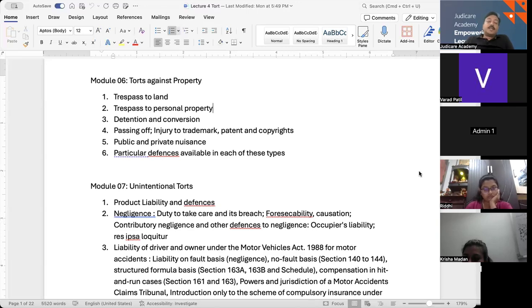What could be the defense in case of such scenarios of detention and conversion? You've detained something and you have converted it. So what are the defenses? The defenses are claims of right. The defense where the party asserts that they genuinely believed that they had the right to retain or control the property in question. So they believed it is their property, and that is why they detained it or they have converted it.